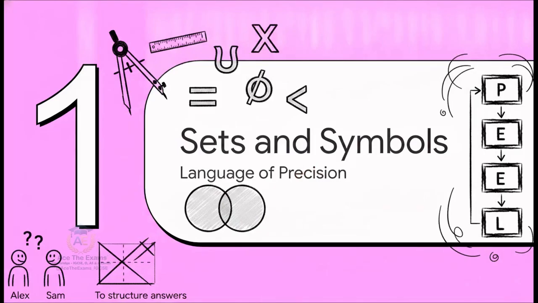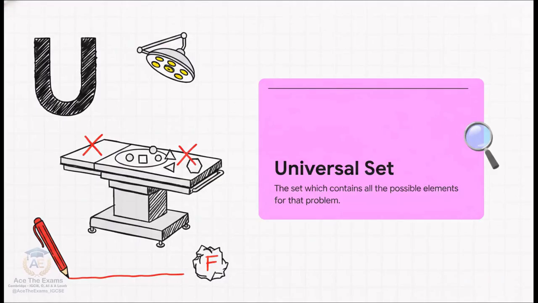Section 1 is all about the language of precision. We're starting with sets and symbols, which are essentially the fundamental grammar, the scalpel, if you will, of our entire toolkit. Let's start with the universal set. Think of this as the literal operating table of our toolkit. It is the set containing all possible elements for any particular problem. Listen, if an element is not in the universal set, it simply doesn't exist for the purpose of that question.